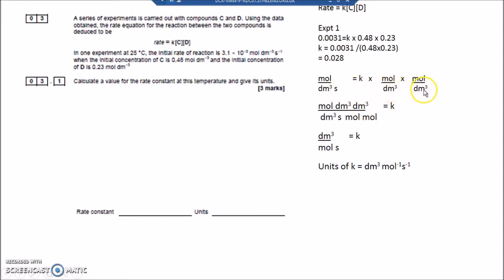What I usually do then is I take the two mole dm3s on this side of the equal sign and take them across the equal sign, and they end up on the top. The two moles on the top, if I take them across the equal sign, end up on the bottom. Then I cancel top and bottom. I can cancel a dm3 from the top with one from the bottom, and it just leaves one on the top. I can cancel a mole from the top with a mole from the bottom, and it leaves a mole on the bottom, and I've got an s on the bottom. If I take a mole from the bottom up to the top, it becomes a minus 1, and an s becomes minus 1. So the units of K are dm3 on the top, mole minus 1, and s minus 1.